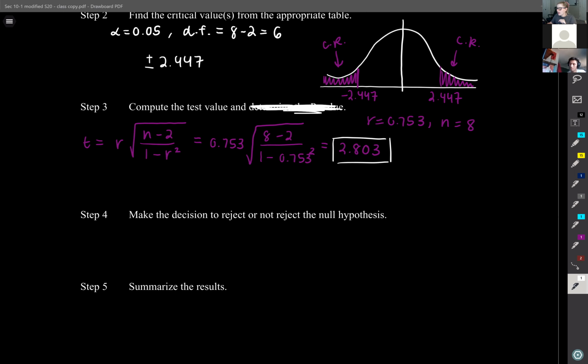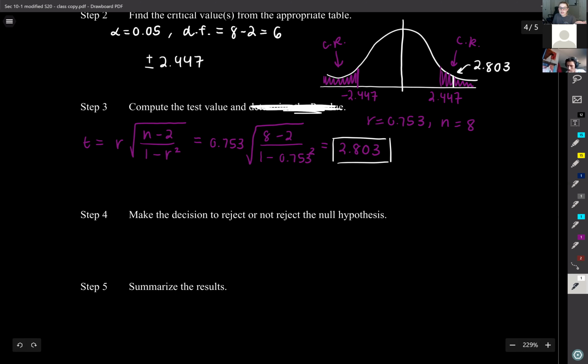If you're looking for a good way to do this, if this is still not something you're super comfortable with, I would recommend that once you take your test value, try and plot it on the thing that you've already drawn. So draw the normal distribution, shade the critical region, and then plot where the test value falls, because that is a flawless method for doing this. So 2.803 definitely falls within this region here. It's probably somewhere right here.